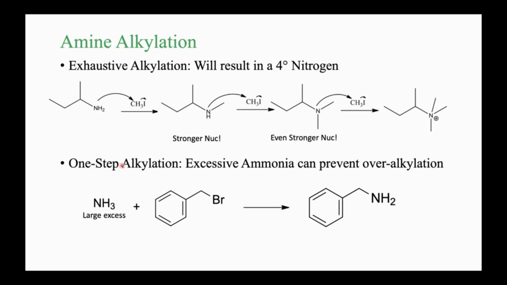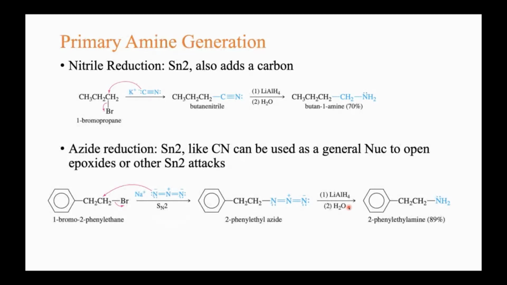There is, however, one-step alkylation. This is when you take ammonia, use a large excess of it, and react it with an electrophile with a leaving group. It will only attack once because it just outnumbers the electrophile so much that predominantly you will result in a primary amine. But this is not a perfect method, and the methods shared later are going to be better if you practice them in the lab.